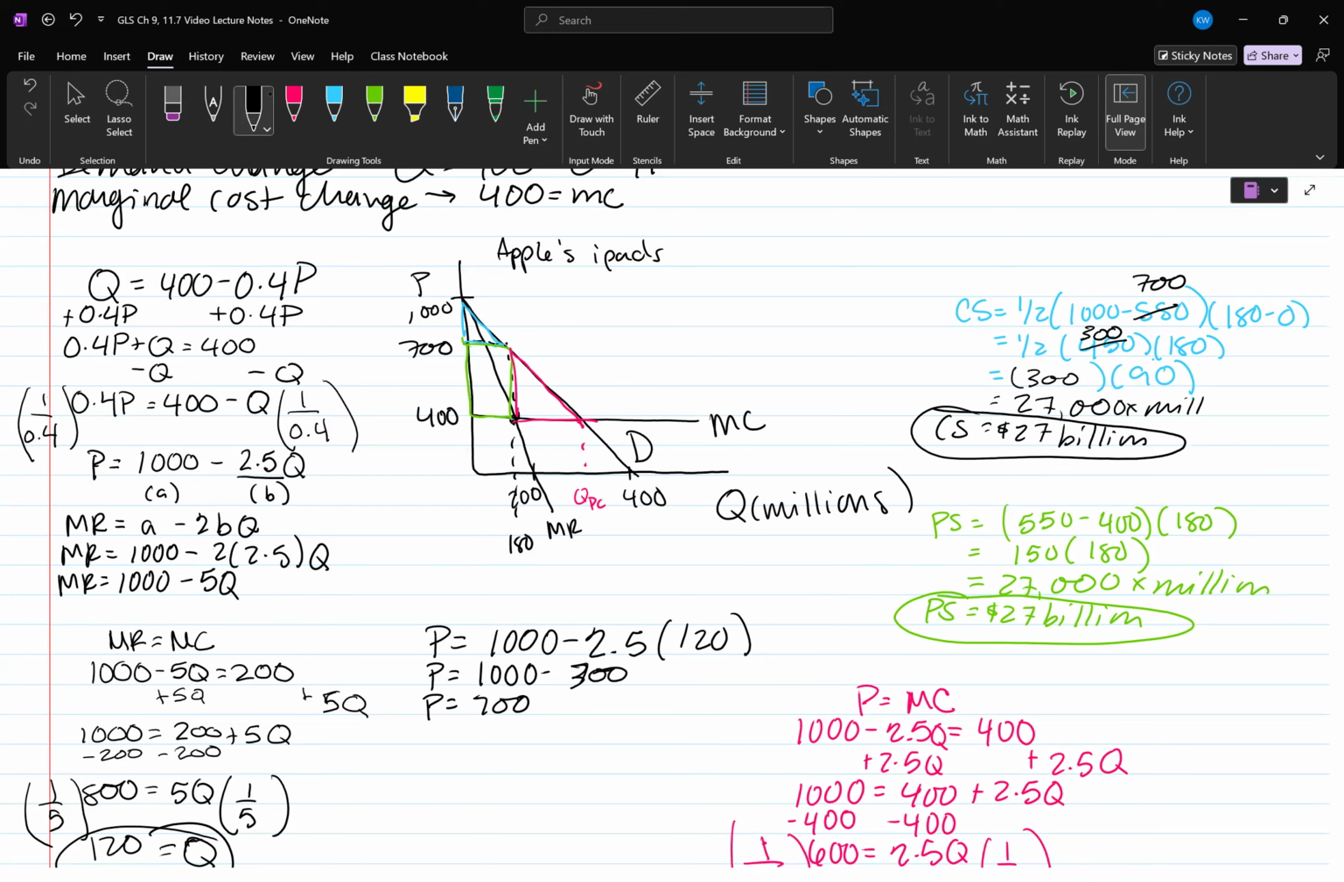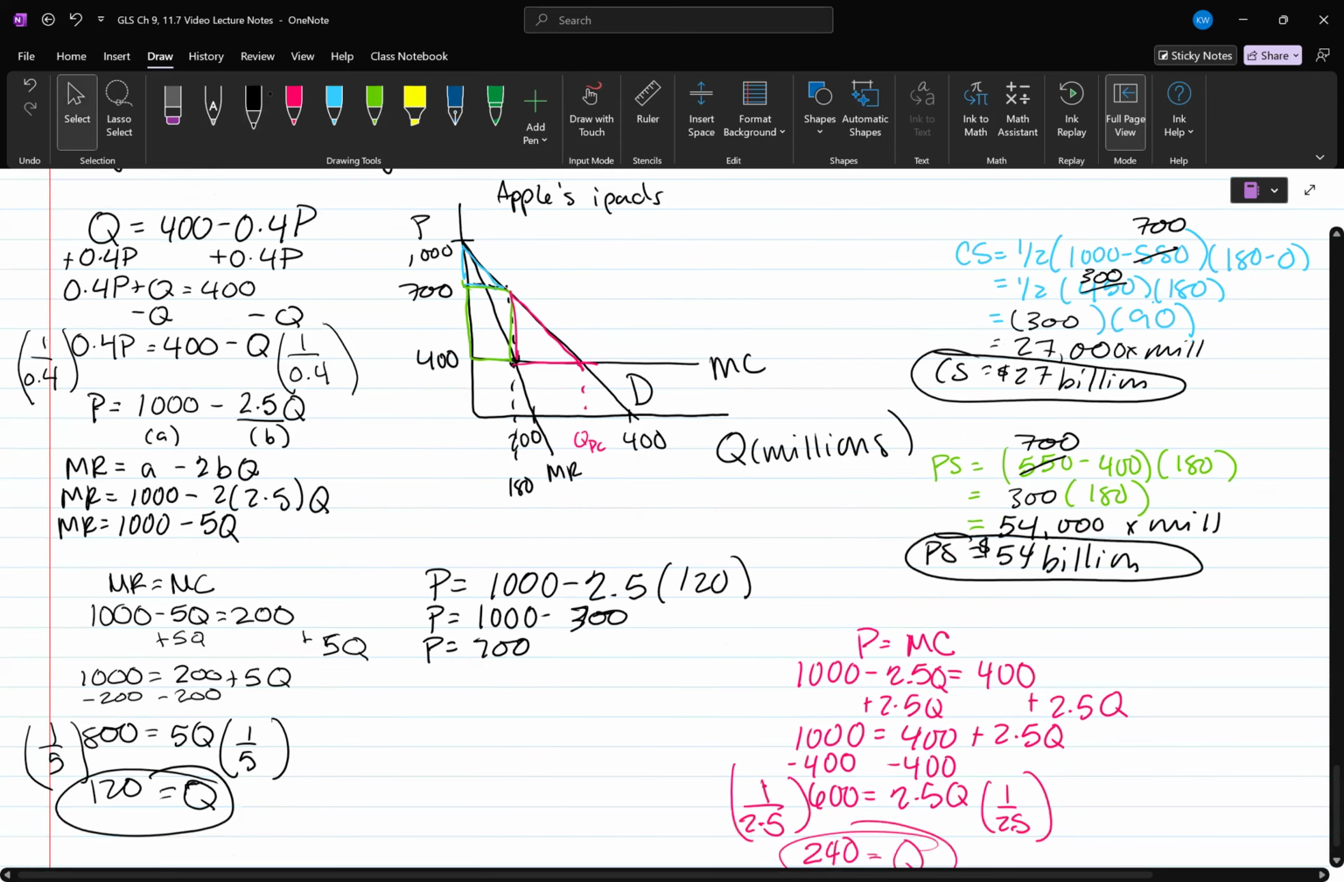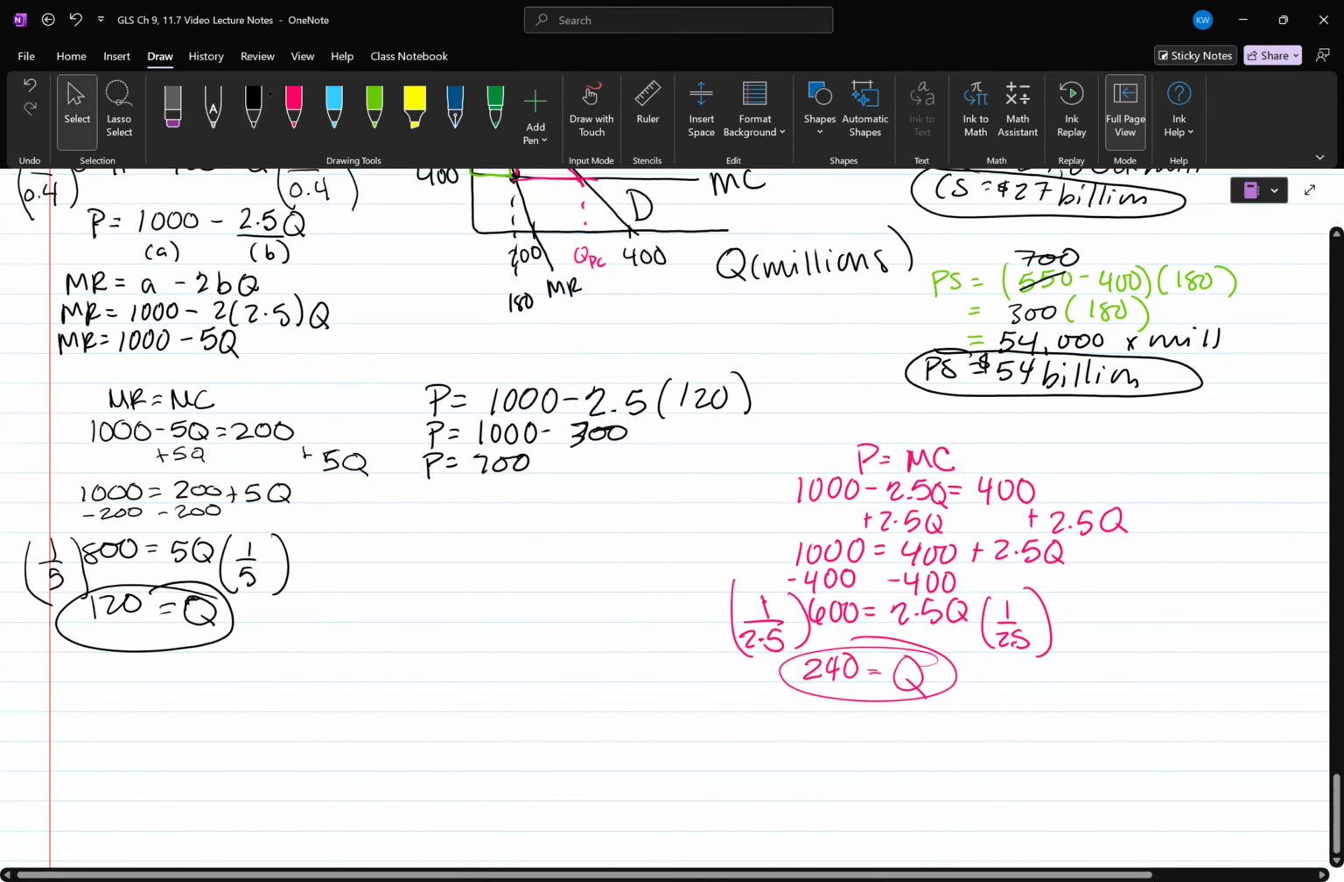And then for our producer surplus again, we'll need to change that. So we'll have 700 minus 400, which gives us 300 times 180. So that's going to give us 54,000 times the million for our units, and so we get 54 billion. That makes more sense than what we had before. Okay. All right, so sorry about that, everyone. I hope you're able to catch that change.